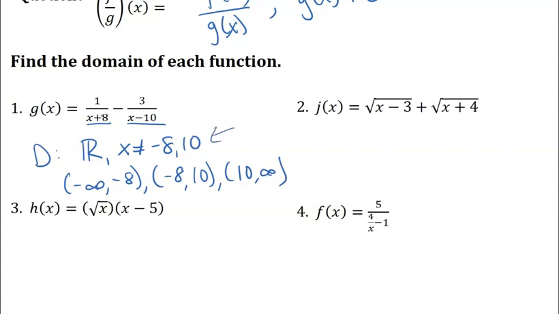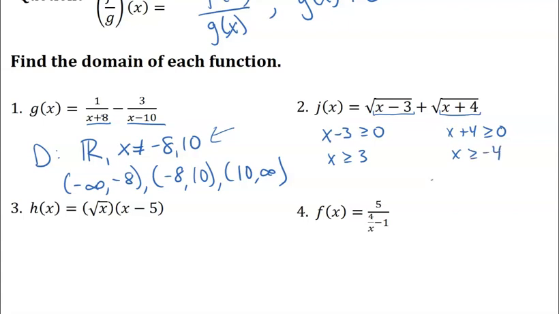Okay, for this one, now I need to know where we have x values that make both of these expressions non-negative. So if x minus 3 has to be greater than or equal to 0, that means x is greater than or equal to 3. And here, x plus 4 has to be greater than or equal to 0, so x has to be greater than or equal to negative 4.